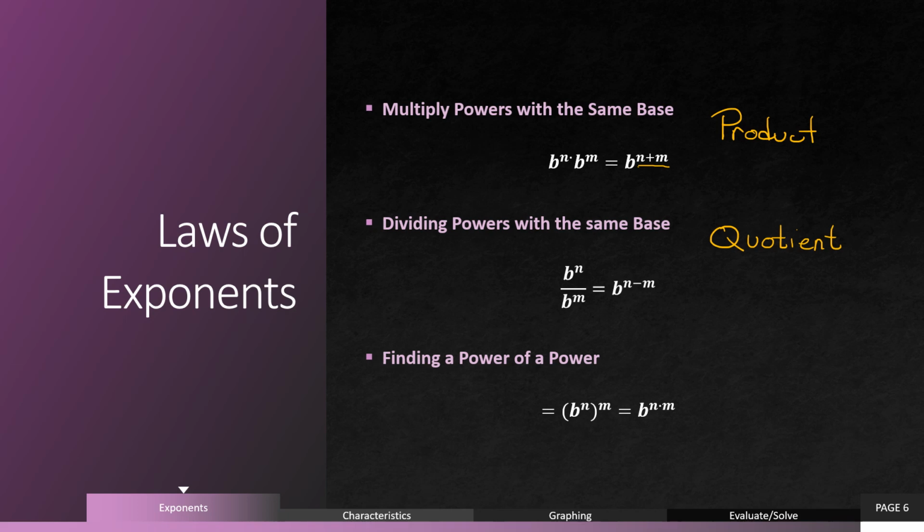For power of a power, we have the power of a power rule, no special name there. This is saying that b to the n is being used as a factor m times. Now I could keep doing this over and over, but the shortcut here is to multiply those two exponents together.